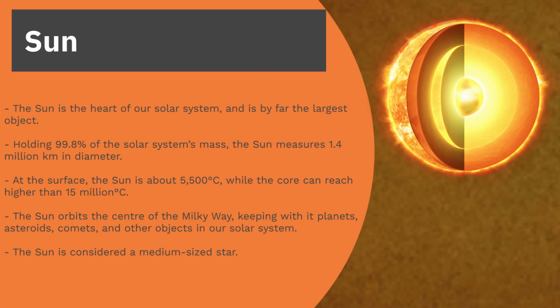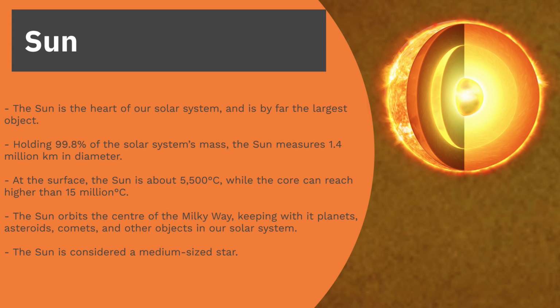And lastly, we have the Sun. The Sun is the heart of our solar system, where it is by far the largest object. It holds 99.8% of the solar system's mass and is roughly 109 times the diameter of Earth. About 1 million Earths could fit inside the Sun. The Sun measures a surprising 1.4 million kilometers in diameter.